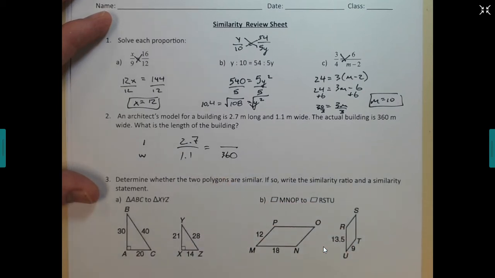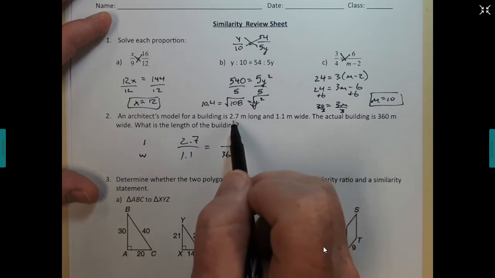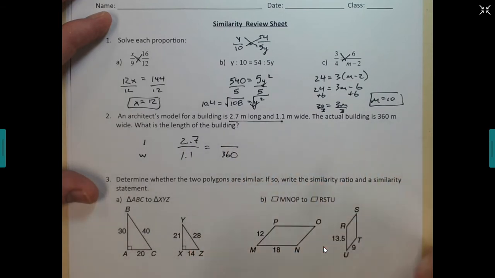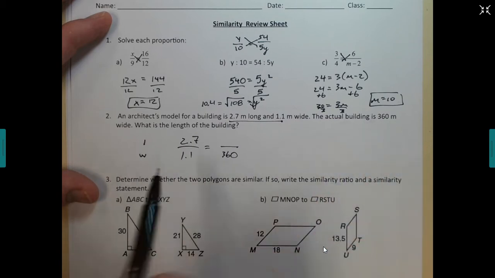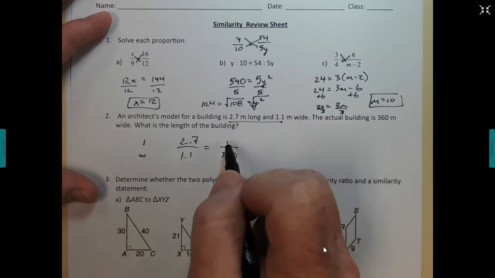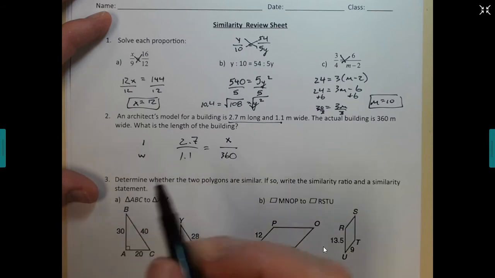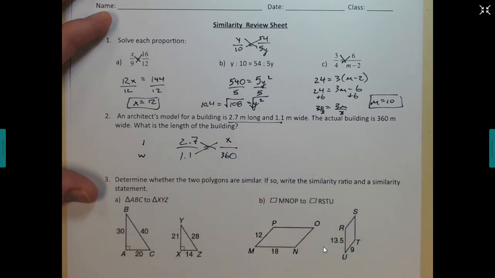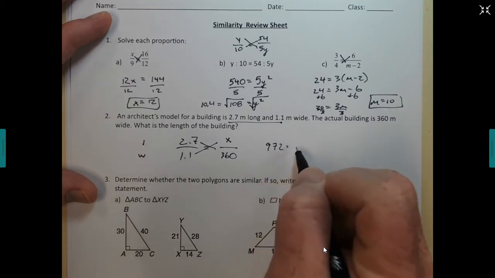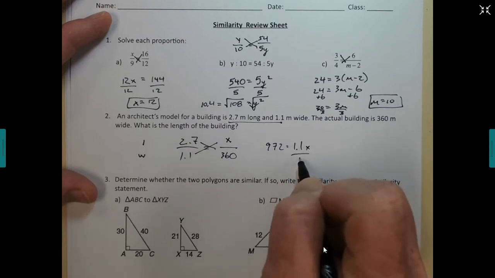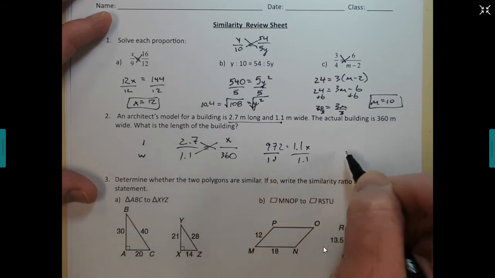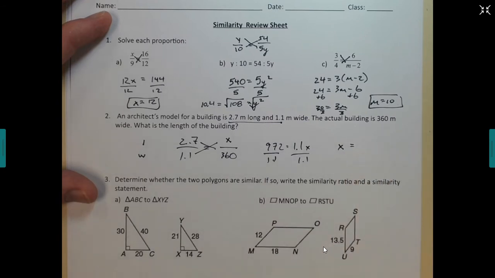Now, the best part about it is if all the units weren't the same, as long as these two are the same and my other two are the same, you actually don't have to do any unit conversions, which is why proportions are really nice. If we want to know what the length is, that's where my variable is. Again, cross multiply. 2.7 times 360 is 972. Divide both sides by 1.1, and I'm going to get x about equal to 883.6.